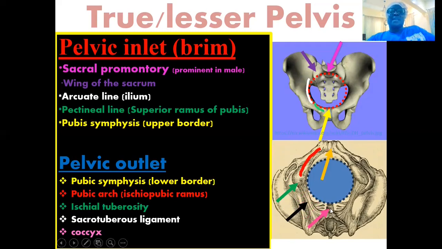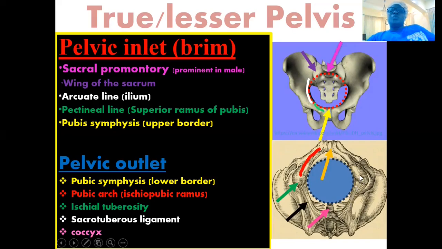This is like the terminal bone or the tailbone that is located, of course, along the vertebral column. And of course, it is the most terminal bone that will be seen to form the alignment with the pelvic outlet. Then if you go on the other side, the next structure that you'd see is also the sacrotuberous ligament.